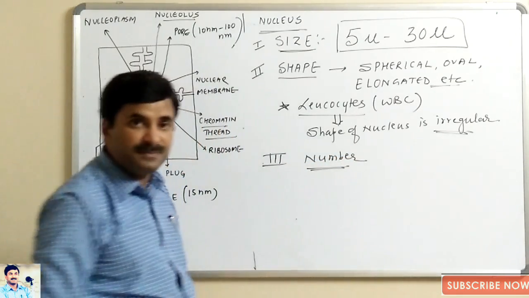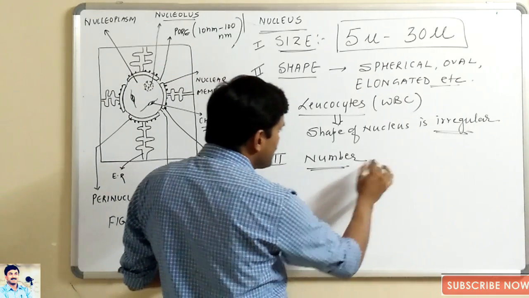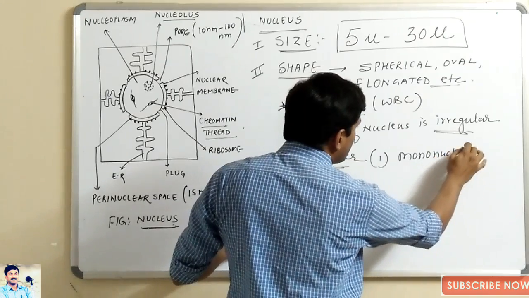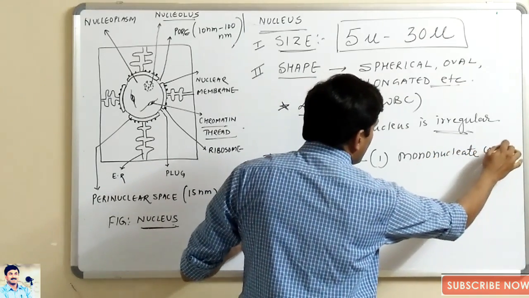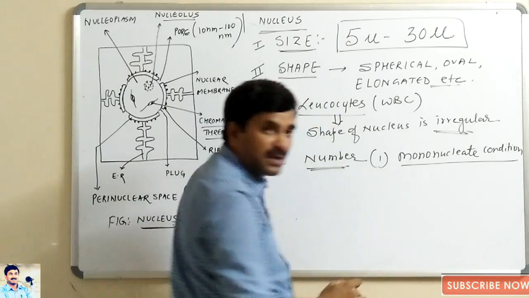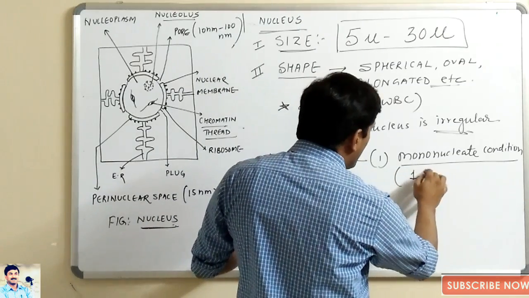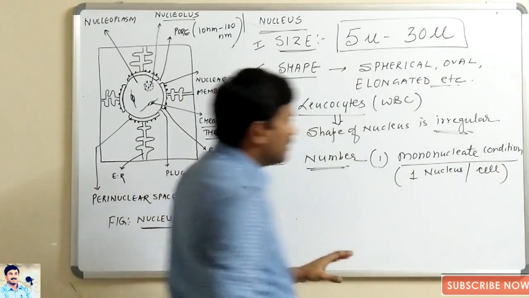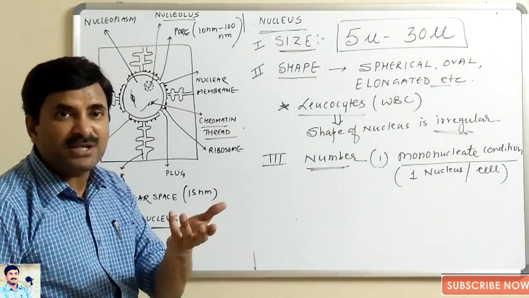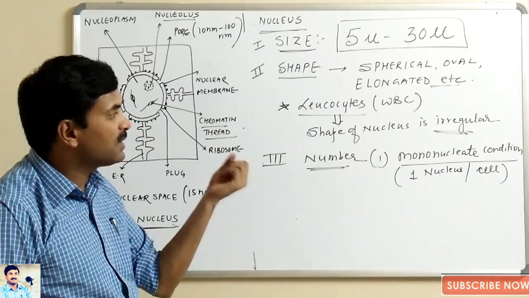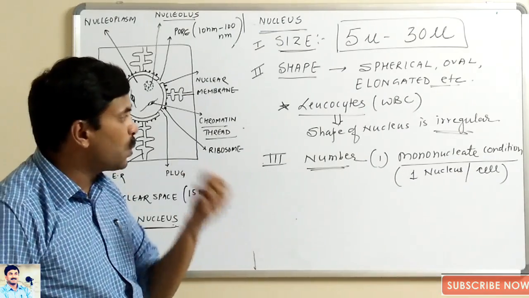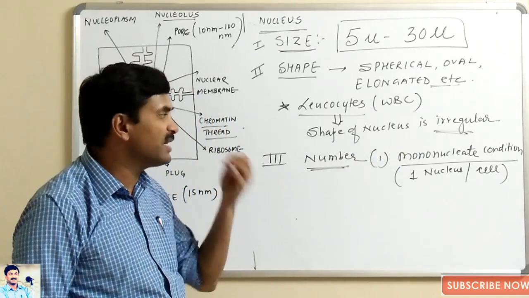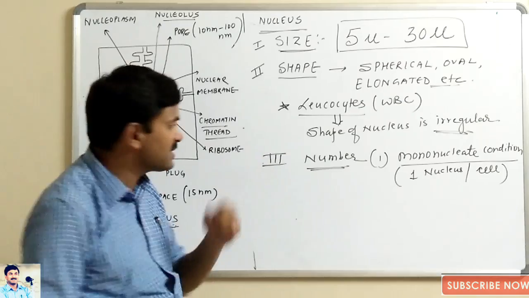Now coming to the number of nuclei. There are three conditions. The first condition is the mononucleate condition. What do we mean by mononucleate condition? Mononucleate condition means one nucleus per cell. Generally, the mononucleate condition is found in the maximum number of cells. When there is one nucleus per cell, then it is the mononucleate condition. It's a very common condition found in various cells.